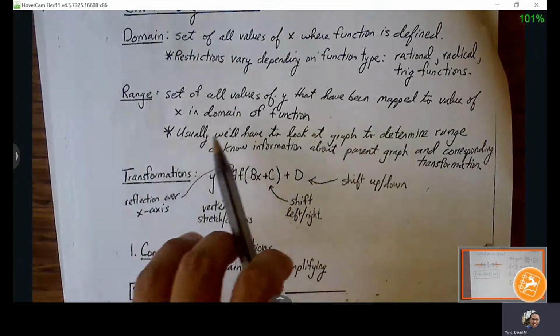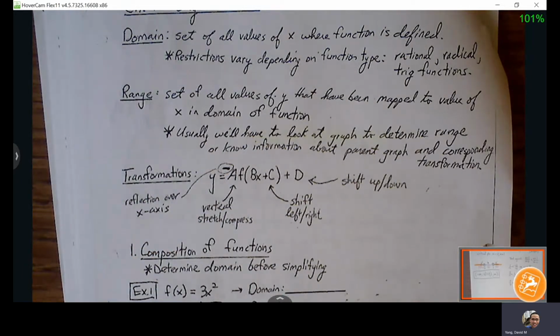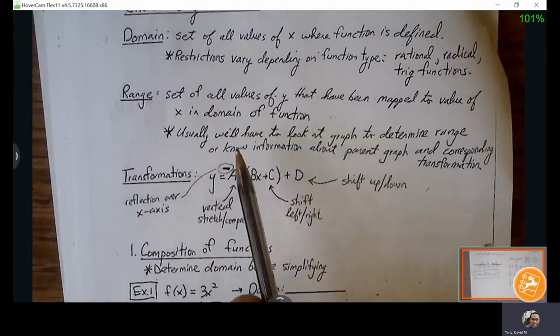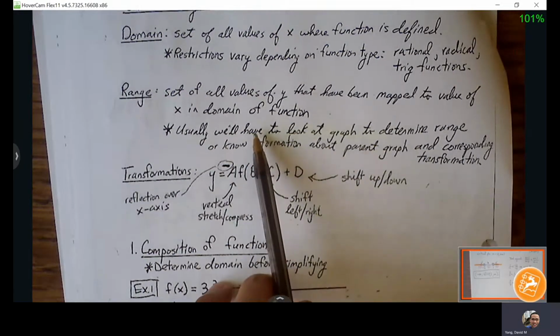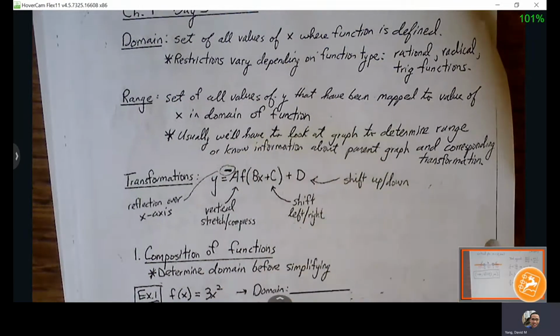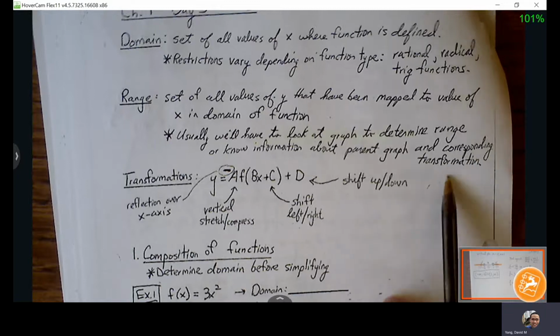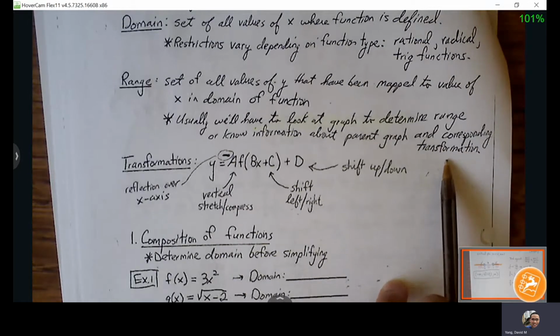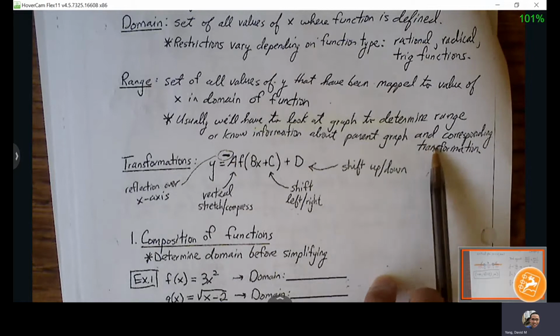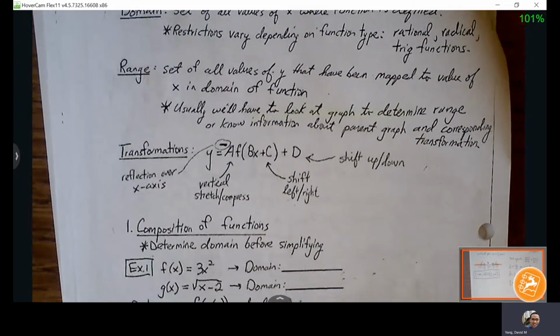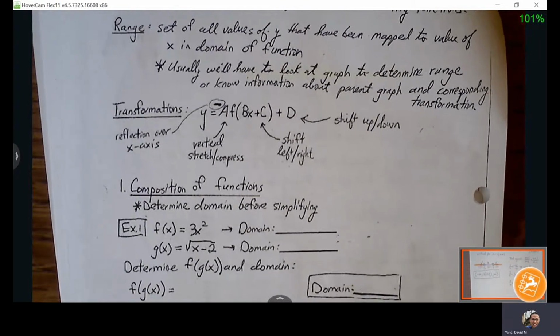A range is the set of all values that have been mapped to a value of x in the domain of a function. So your range, typically we're going to have to look at the graph to determine the range. Algebraically, it's easier to determine the domain. Algebraically, it's a little harder to know what the range is without physically graphing. But sometimes we can use transformations to help us with range, but typically we need the help of a graph. Okay, some transformation rules here.